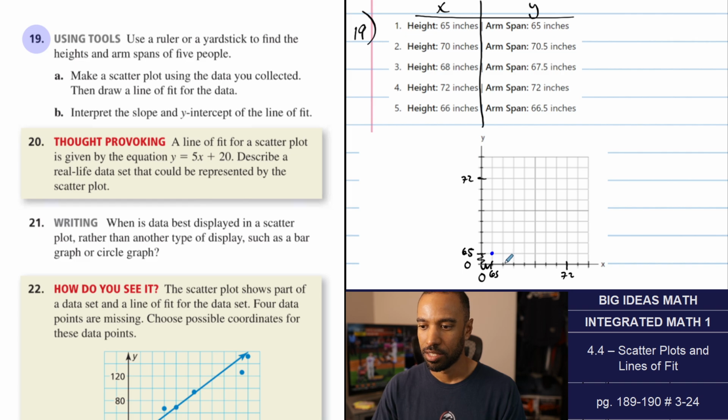And then 70, 70 and 70.5. Here's 72, 70, 70.5 right there. Thank you, ChatGPT. 68 and 67.5. 65, 66, 67, 67.5. 72, 72. And 66 and 66.5. Okay, so positive trend.